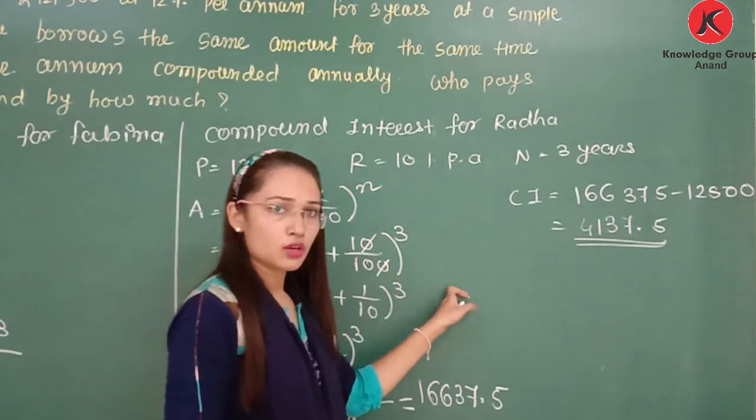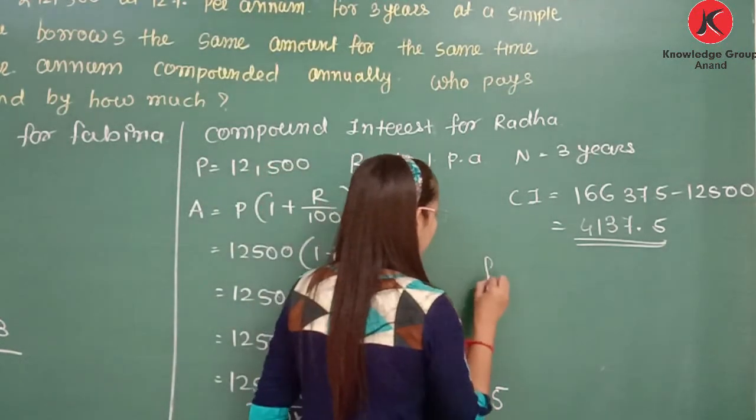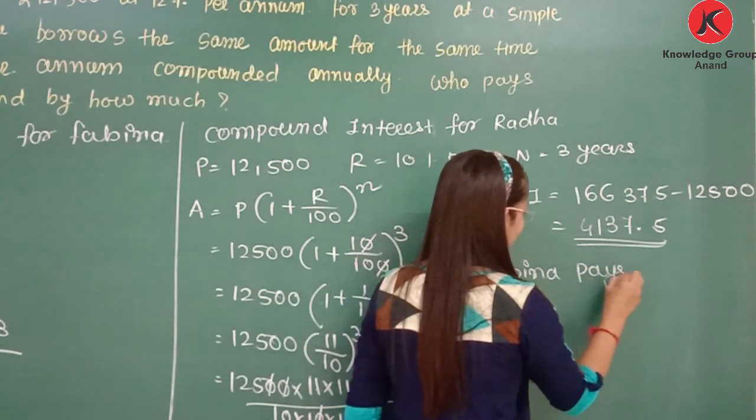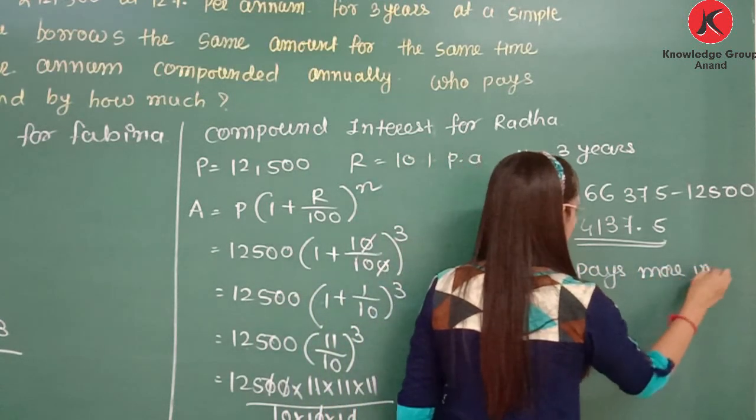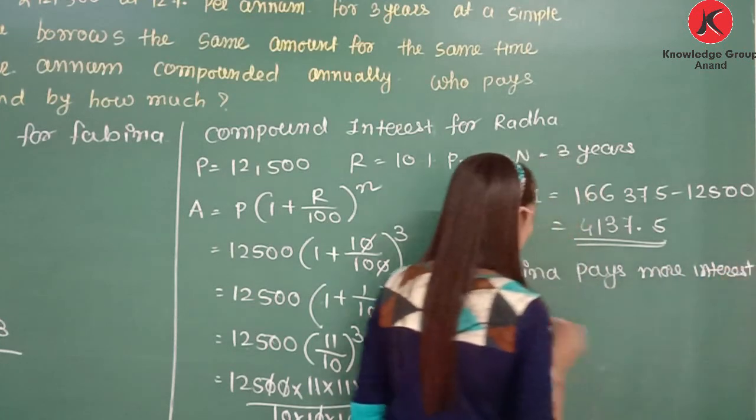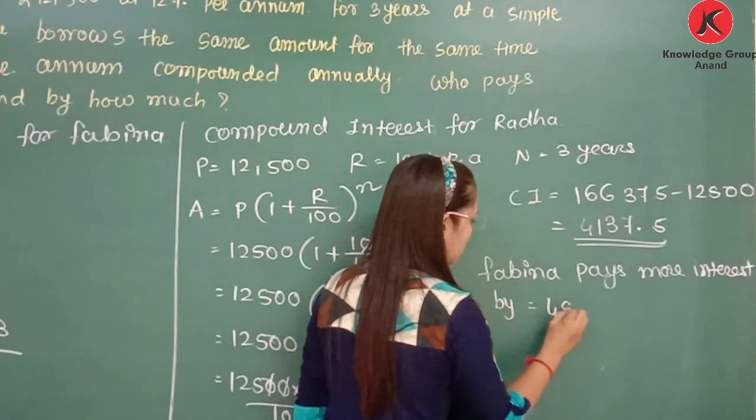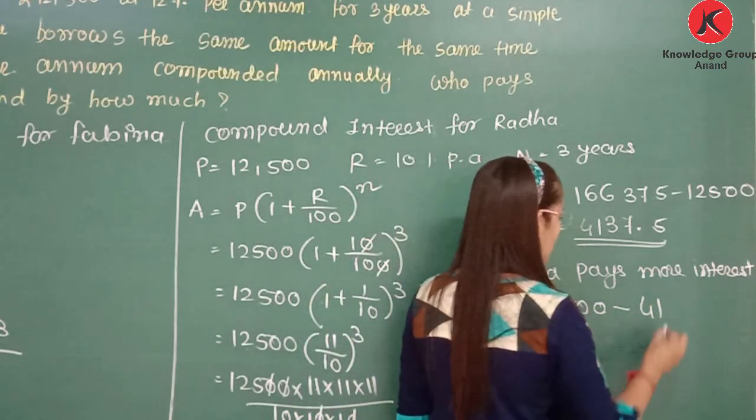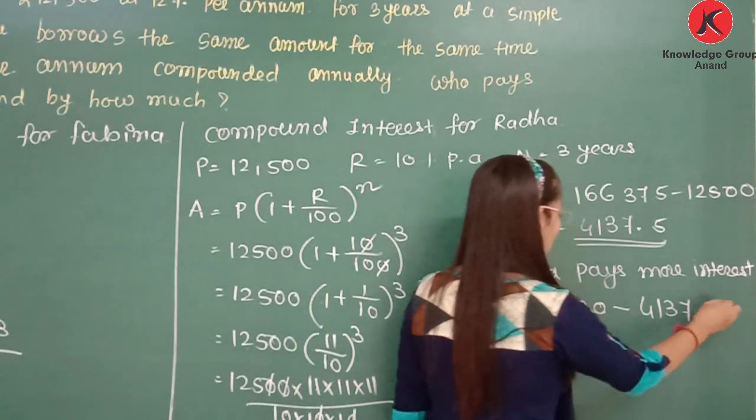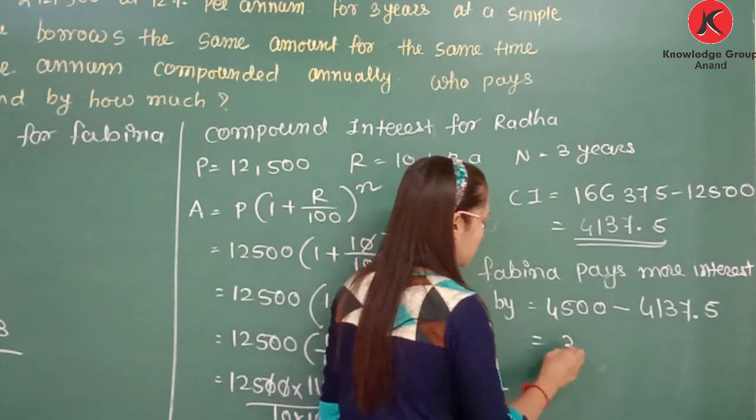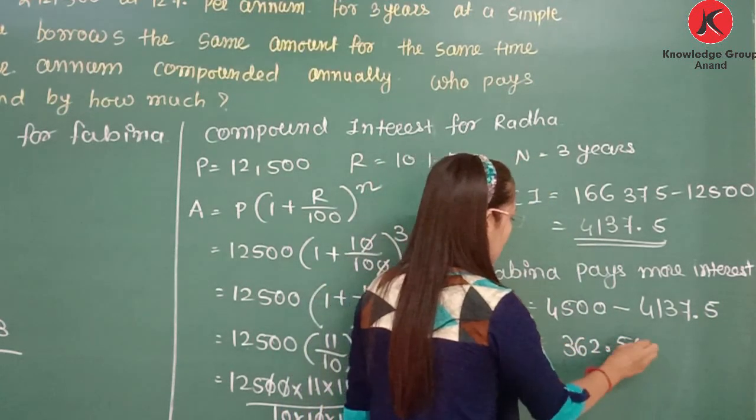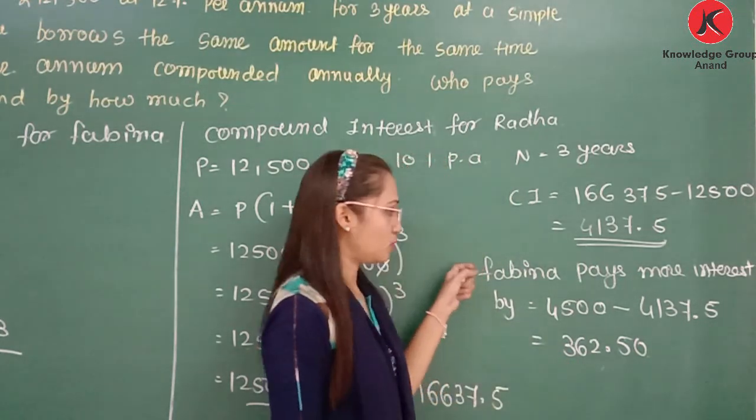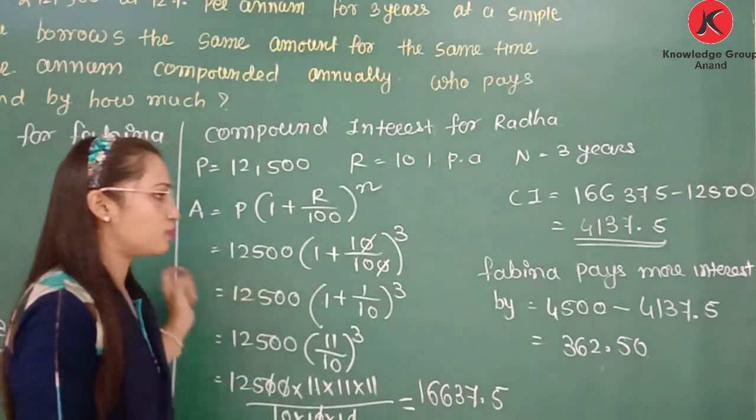So who pays more? Fabina pays more. So we can write Fabina pays more interest. By how much? She paid 4,500 and Radha pays 4,137.5. So the difference is 362.50. So this much amount more is paid by Fabina because her interest rate is 12% per annum.